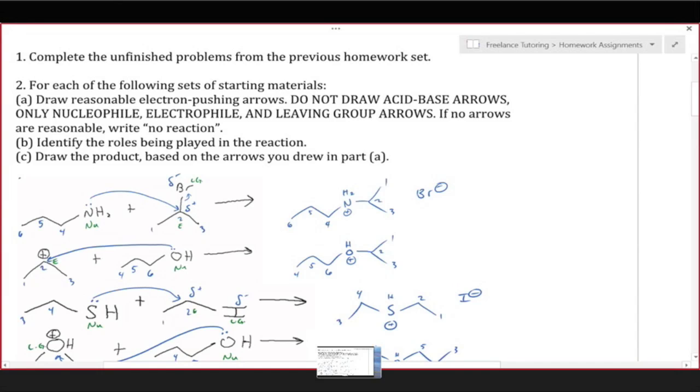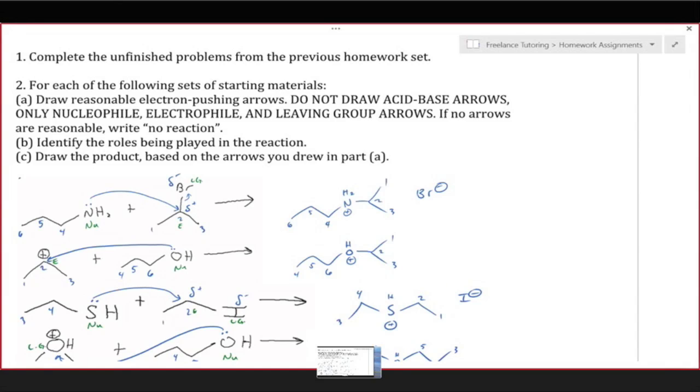Let's see. So the first question was designed to test whether you were going to change the charge on the nitrogen to positive, and you did that. So that's good. And you drew the bromine here. That's good as well. Why is carbon-2 a reasonable electrophile? Because it is partially positive. Excellent. Good.